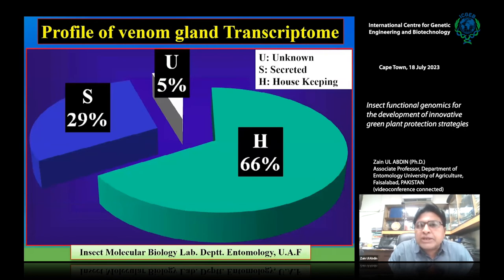The whole transcriptome contains approximately 66% housekeeping gene categories. It means it has the genes which are responsible for the basic functions of the cells. And 5% of categories are related to unknown genes, and 29% belong to the secretory proteins. We are interested in these secretory proteins, which are synthesized and secreted out of the cells, and they belong to only 29% of the categories.